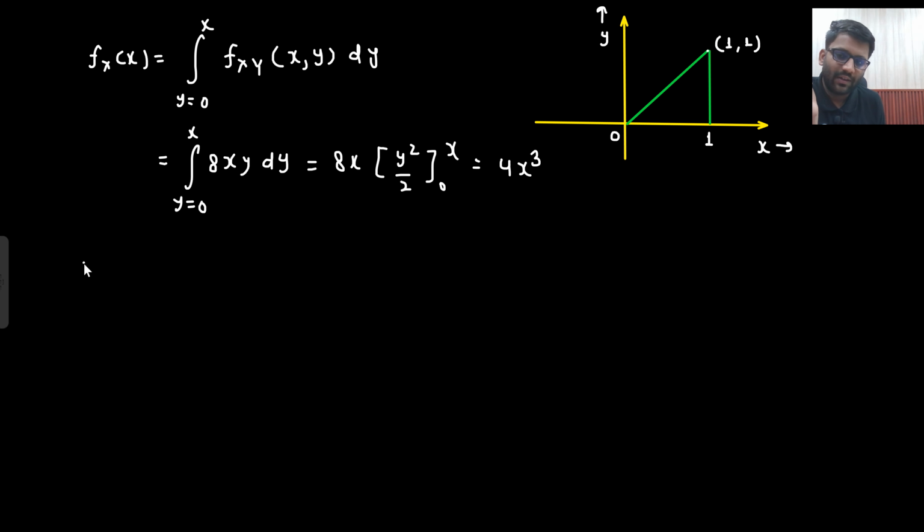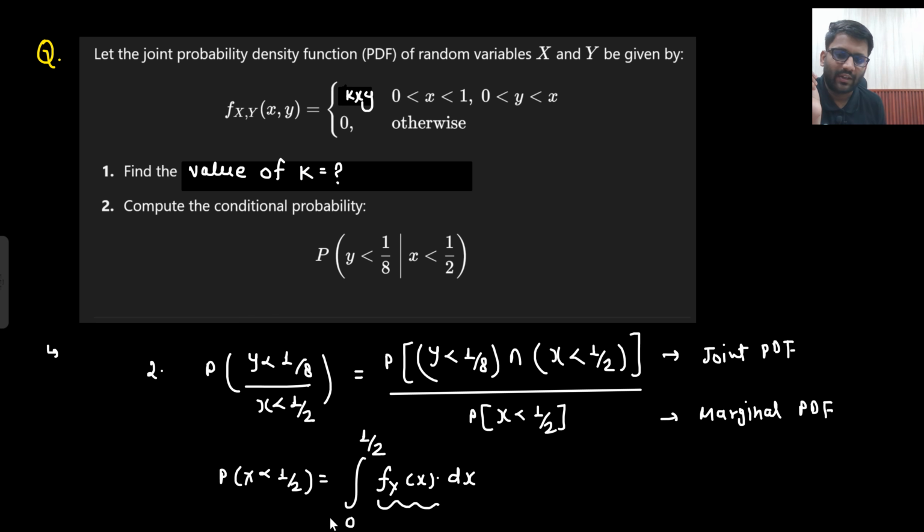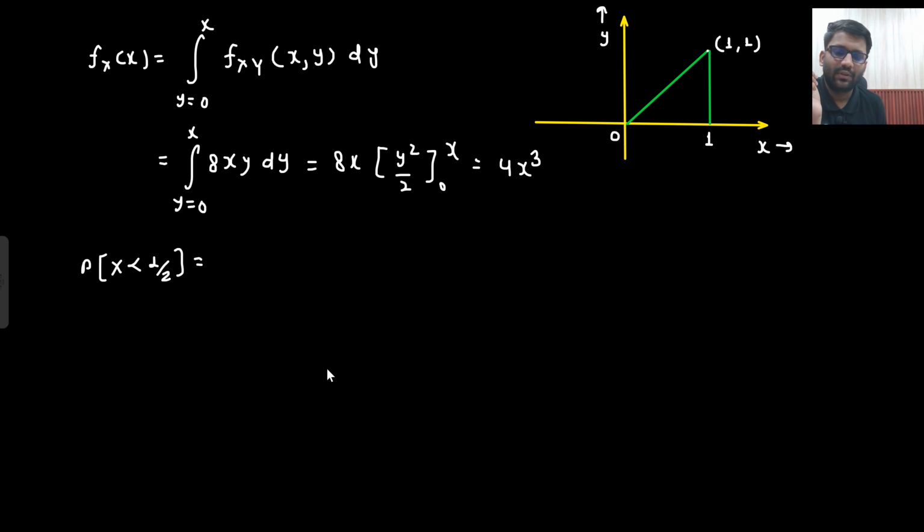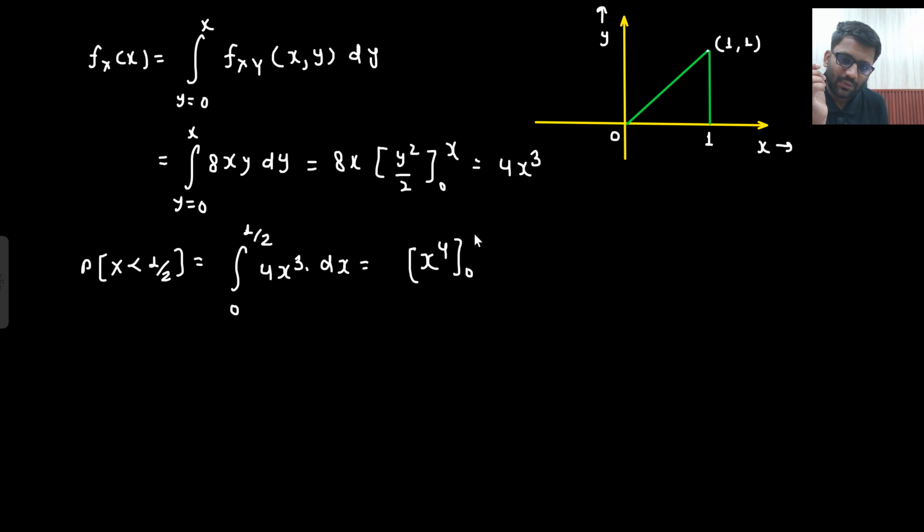Now what I need to find? I need to find the probability of x taking value lesser than 1 by 2. This is what I need to find. So 0 to 1 by 2, 4x cube dx. That would become x to the power 4 divided by 4, the 4 will be cancelled out, from 0 to 1 by 2. So it would be 1 by 16. So for this particular thing, the answer is coming out to be 1 by 16.